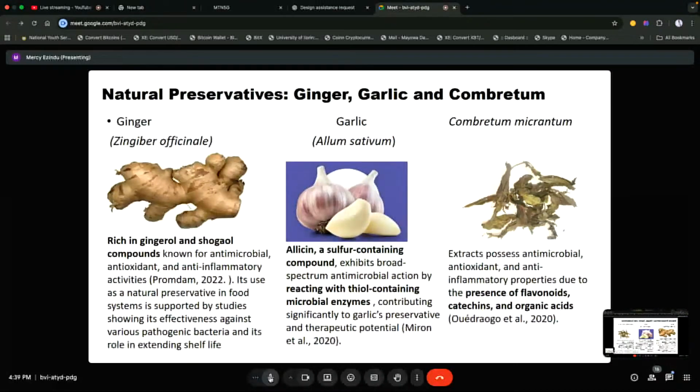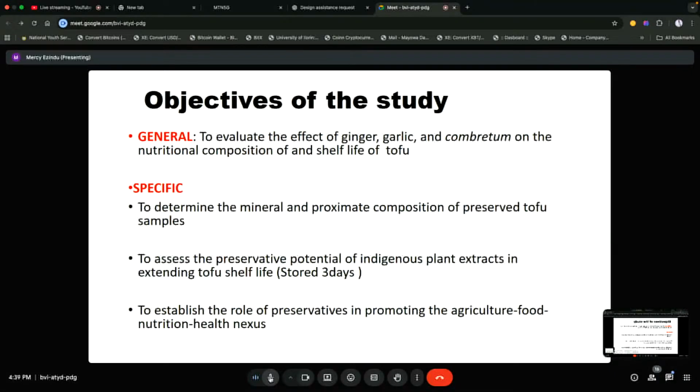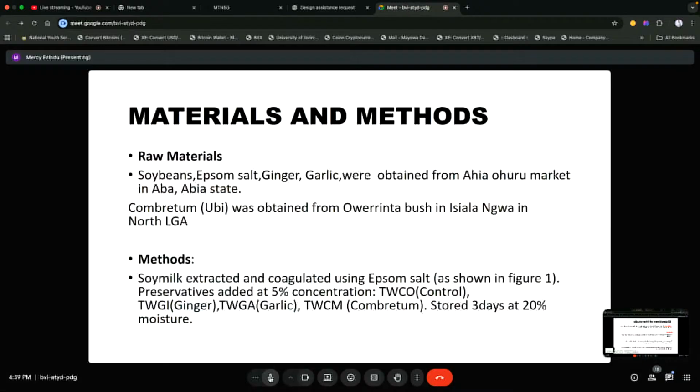go to your objectives, the materials and method. Your objectives. Okay, our objective is to evaluate the effect of ginger, garlic, and coriander on the nutritional composition and shelf life of tofu. And these are our materials.